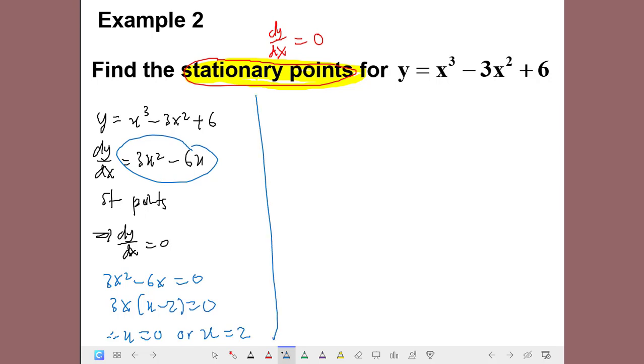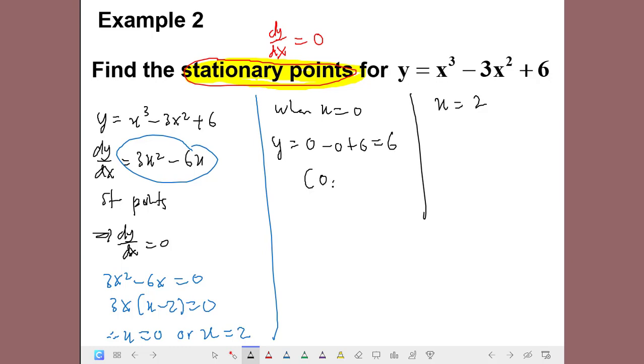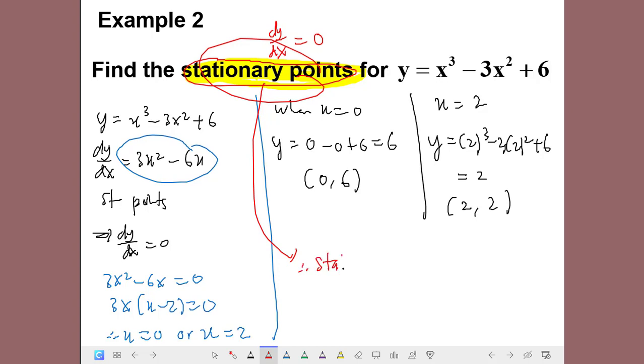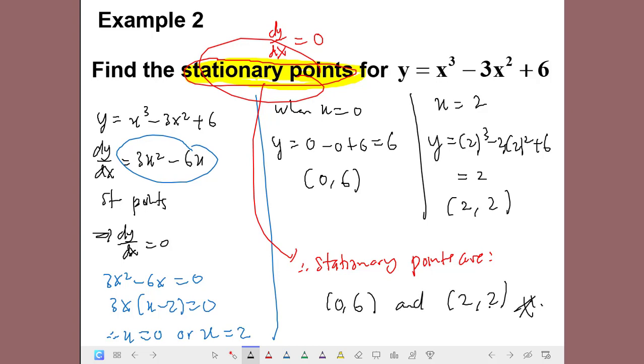Now, to find the point, we find the partner y. When x is equal to 0, substitute: y is 0 minus 0 plus 6, so y is equal to 6. So (0, 6) is one of the stationary points. For the other, when x is equal to 2, substitute: 8 minus 12 plus 6, so the answer is 2. So the second point is (2, 2). Therefore, the stationary points are (0, 6) and (2, 2). Done for example 2.